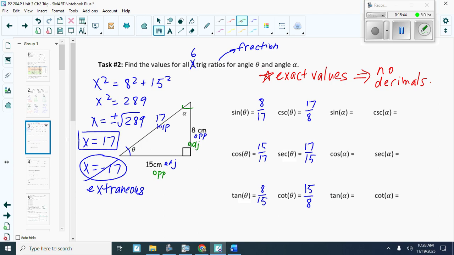So if your diagram gets too messy and you get confused on opposite and adjacent, you can always erase it once you finish, or just choose a different color like I did to keep it firm in your mind if that helps.